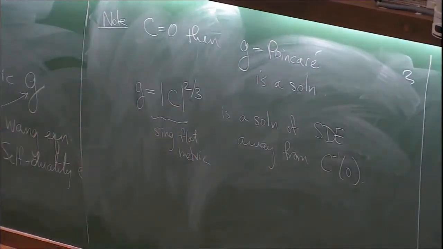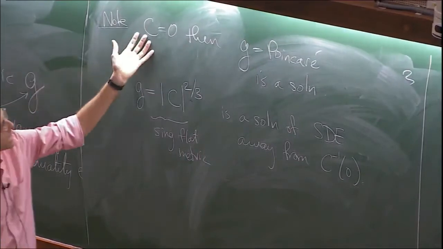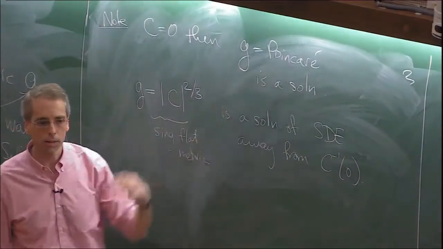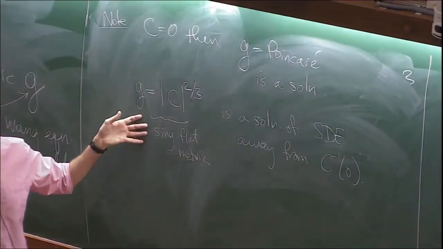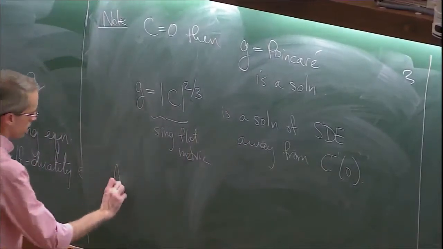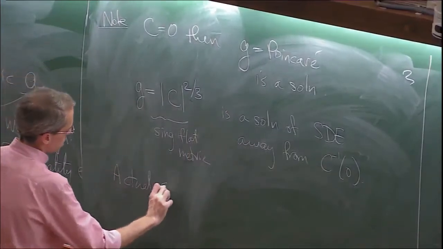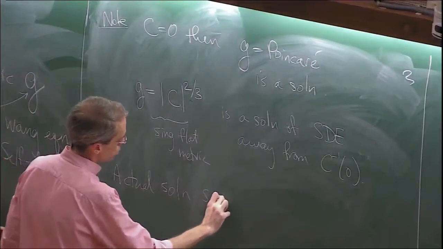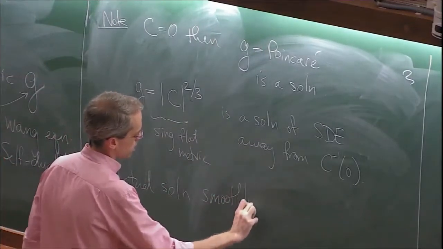So the general picture is that the actual solution to this is going to be a smooth Riemannian metric that interpolates between these two possibilities. Near the zeros of C, it's going to look kind of like the hyperbolic metric. Far from the zeros, it's going to look kind of like the cubic differential metric. So the actual solution smoothly interpolates between these.